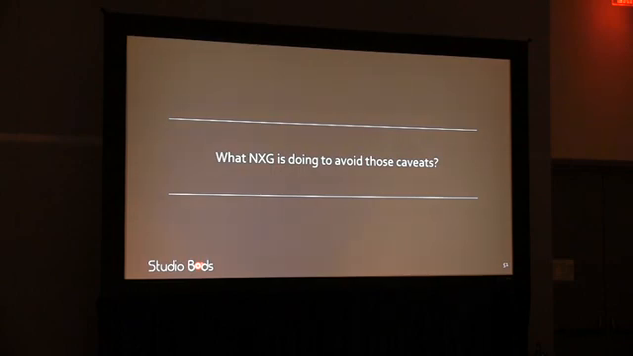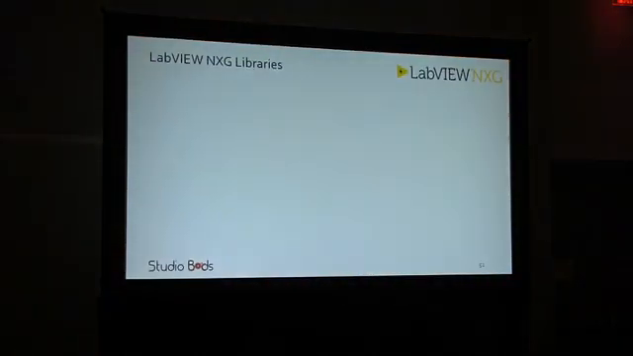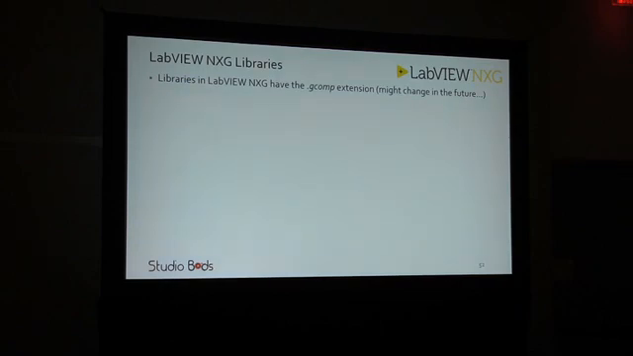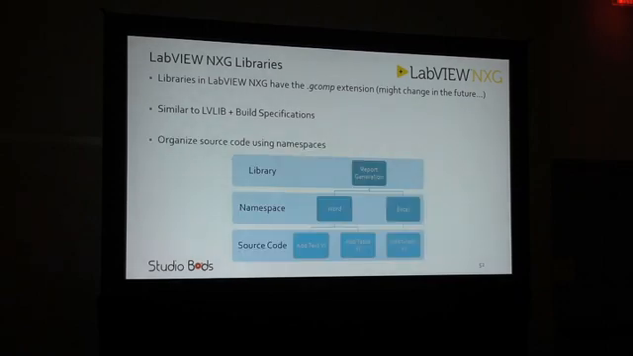So what is NXG doing to avoid those caveats that we are going to discuss? In NXG, libraries have the .gcomp extension. I heard that it might change in the future, so don't take that as cash. It's similar to the LabVIEW library plus the build specification. So the LabVIEW NXG library knows how to build itself and what the output of the build is. You can organize your source code using multiple namespaces in the same library, which you cannot do in CurrentGen.